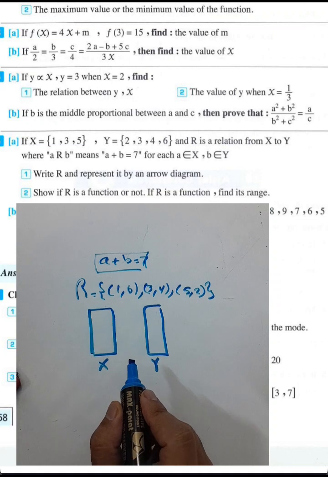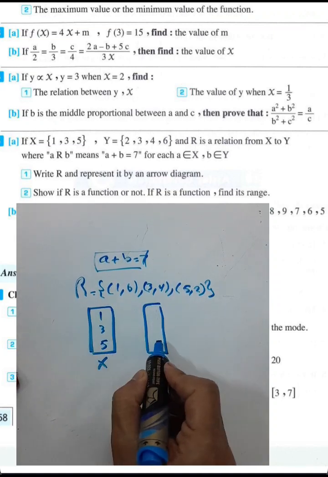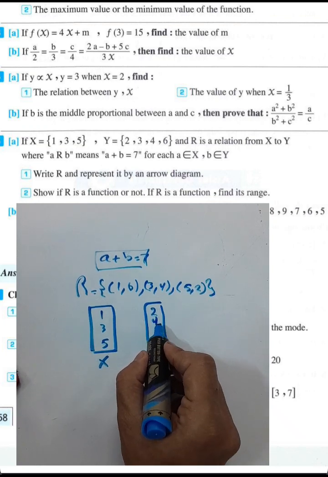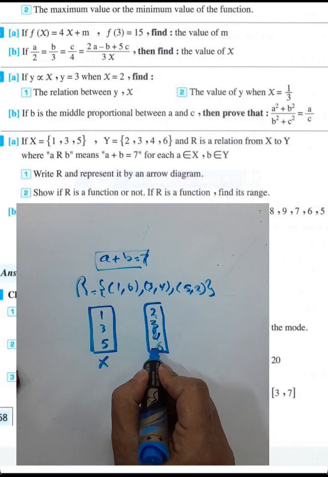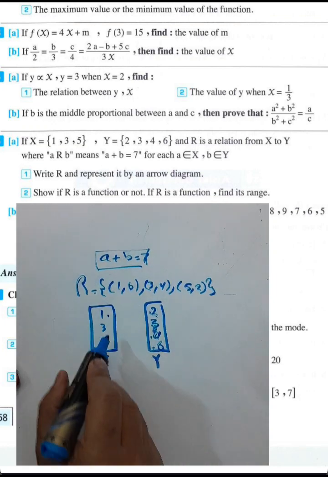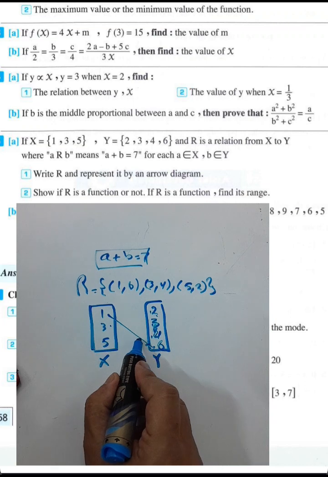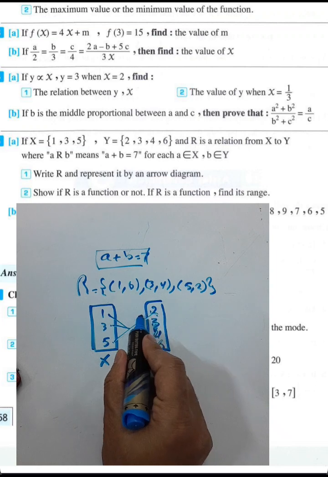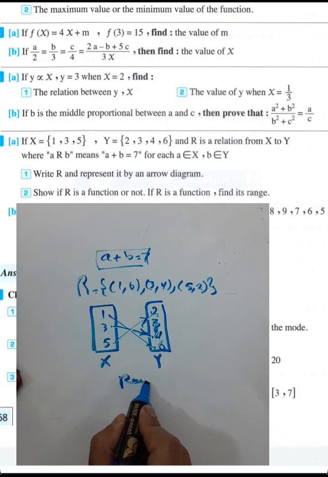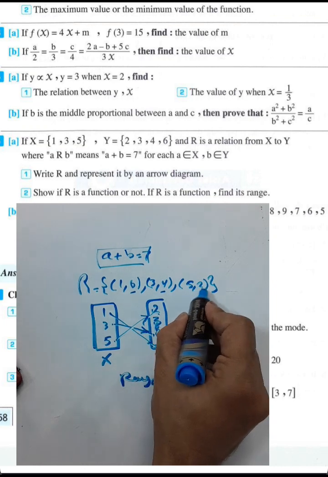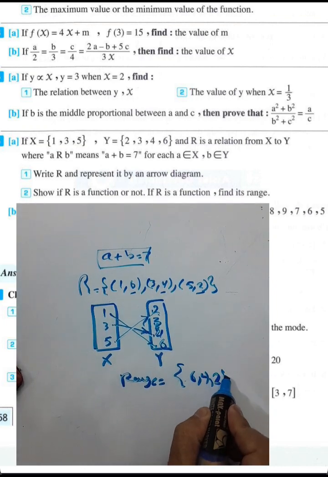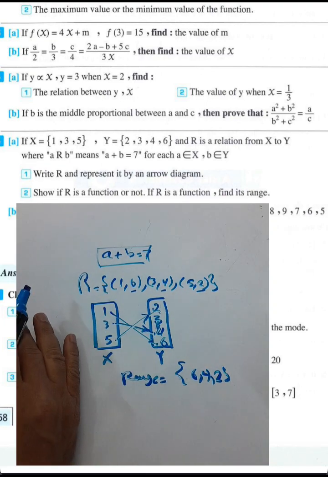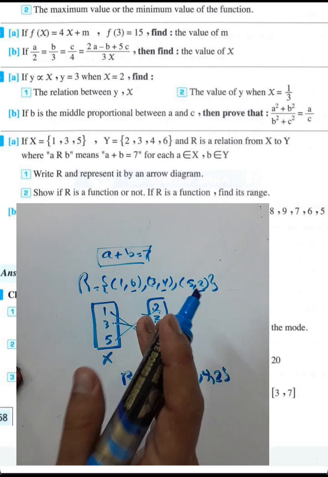X was 1, 3, 5 and y 2, 3, 4, 6. 1 with 6, 3 with 4, 5 with 2. Okay, we can write the range. Image here 6, 4, 2. Okay, it shows it is a function because each element in x has only one image in y.